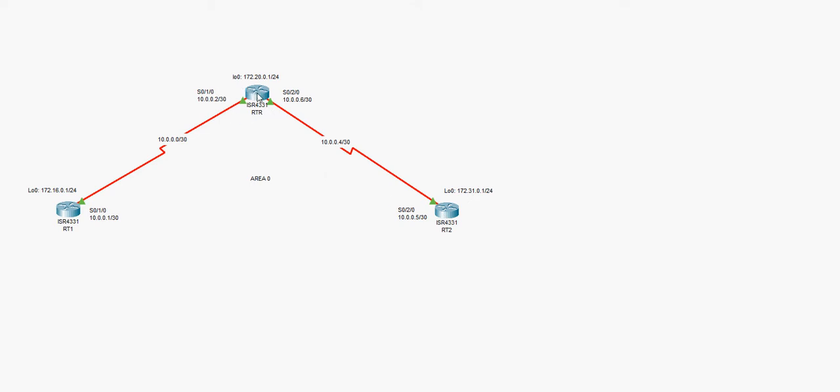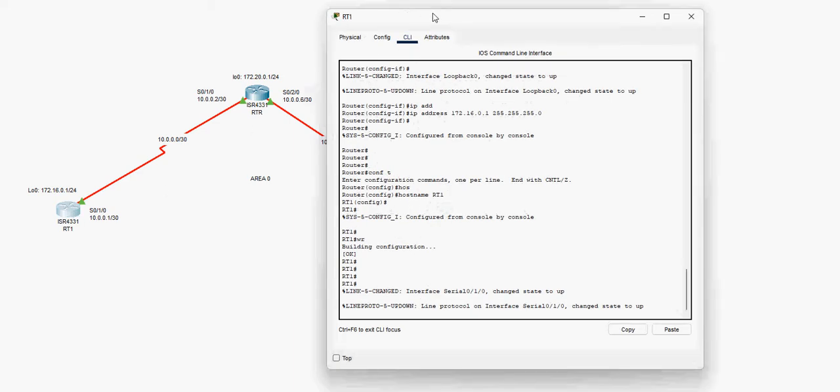So this router plays the role of the backbone, or let's say the point of contact of connection between the two routers. Now, I already configured these routers with IP addresses for serial interfaces and loopback interfaces, as you see here. The next step, I'm going to configure all these routers with the OSPF routing protocol, and the OSPF will be in area zero. So the first thing I do, I go to the RT1 router, as you see here.